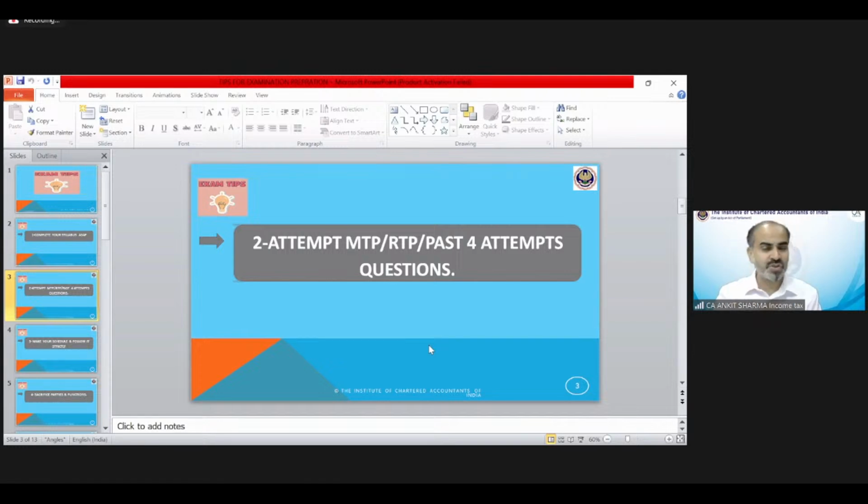Past 4 attempts' question papers, you have to solve within 3 hours. And you have to divide your time. So if there's a 100 marks paper in front of you and you have 3 hours for that, you have to do one thing. Within 1.5 hours, at least my 50 marks paper should be attempted. And you can also subclassify it: in 30 minutes, almost 15 to 20 marks of the paper should be attempted.